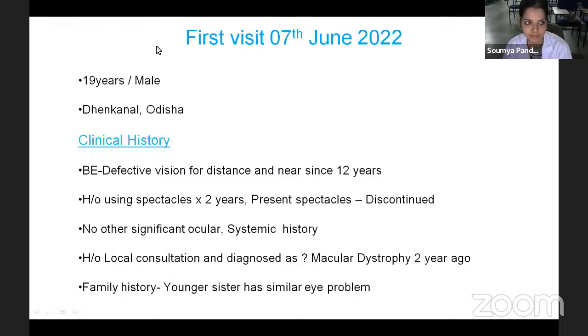A 19-year-old male from Dhenkanal, Odisha, presented to our clinic on 7th June 2022. On presentation, he had defective vision for distance and near for 12 years, and had been using spectacles for 2 years, presently discontinued. There is no other significant ocular or systemic history. There was a prior local consultation, and he was diagnosed with macular dystrophy 2 years ago. He has a positive family history; his sister had a similar eye problem.